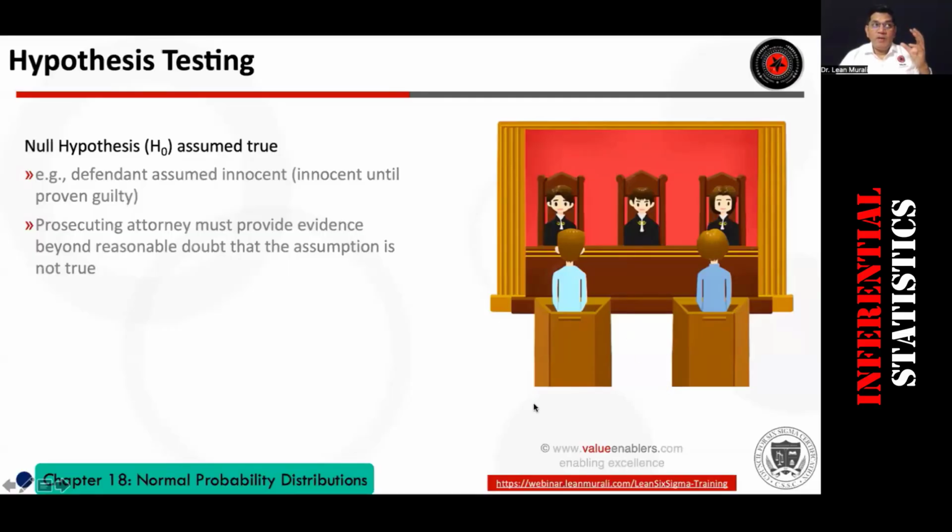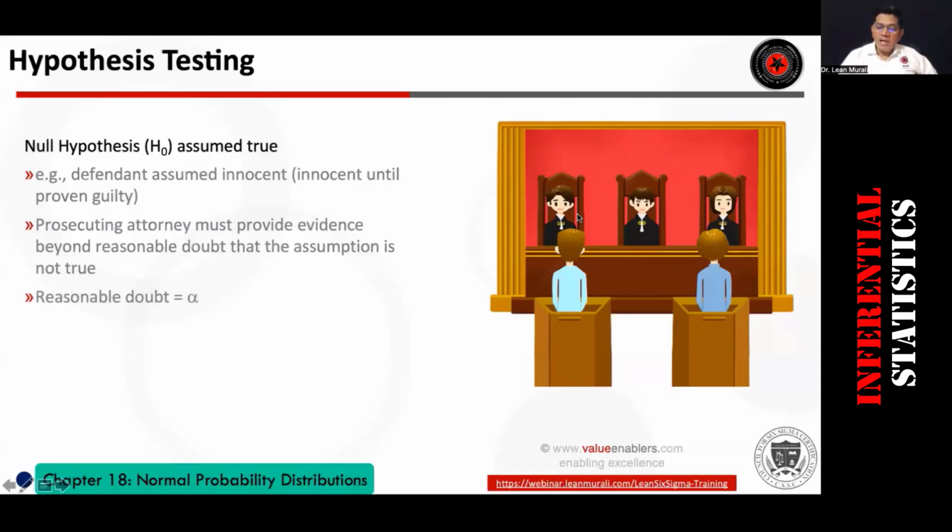Similarly, if you got the sample and the null hypothesis is candidate A will win, unless you prove with evidence that no, this is biased or something like that, you can safely say there is no difference. Whatever the sample says, the population also will be the same.